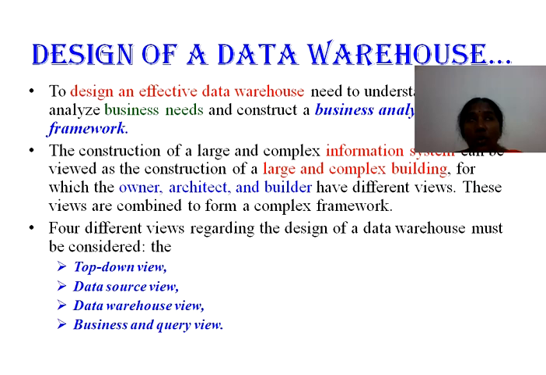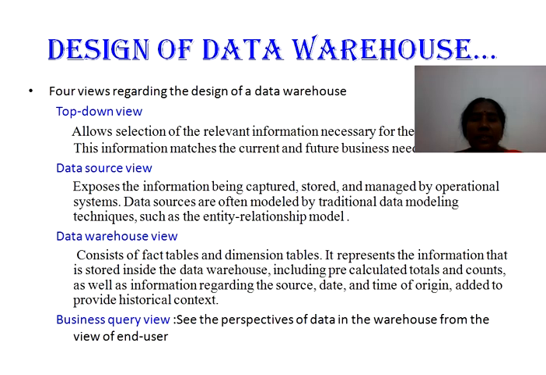First one, top-down view. Second one, data source view. Third one, data warehouse view. Fourth one, business query view. Next. The top-down view allows selection of the relevant information that is necessary for the data warehouse. This information matches current and future business needs. So it is the selection of relevant information necessary for the data warehouse from the top-down view.